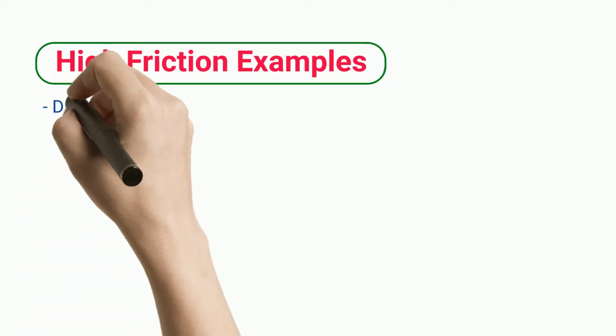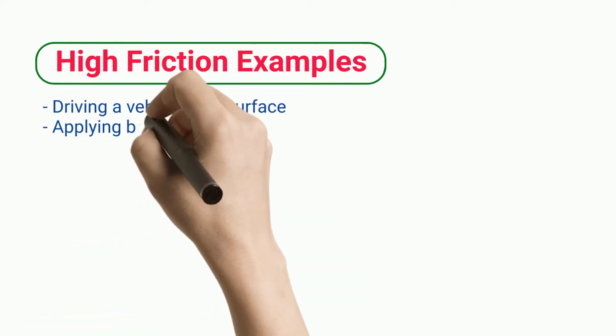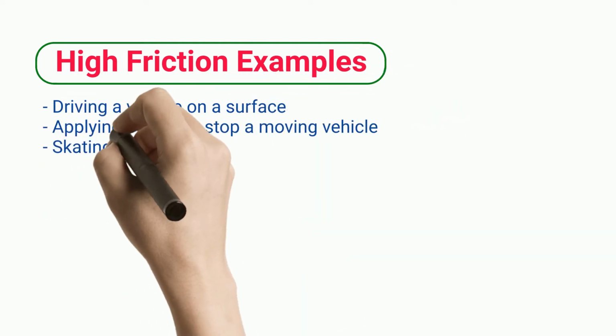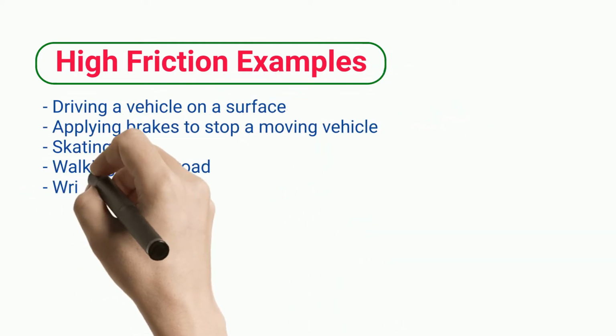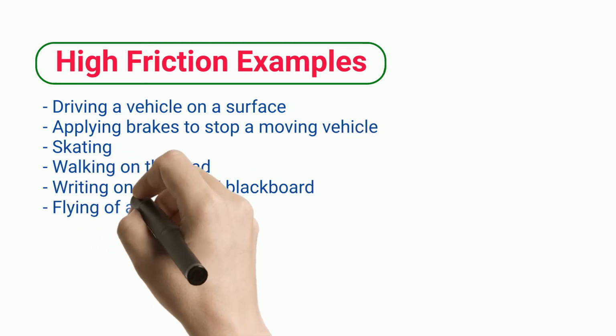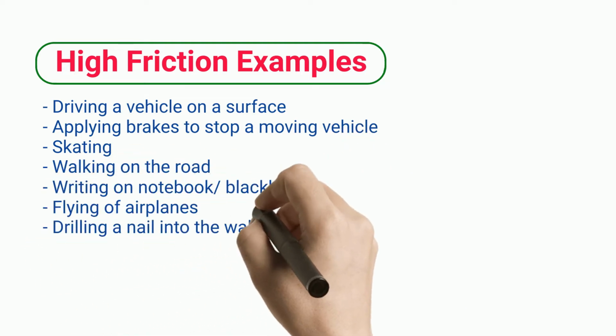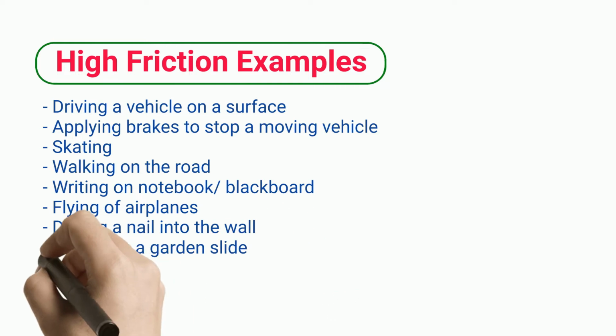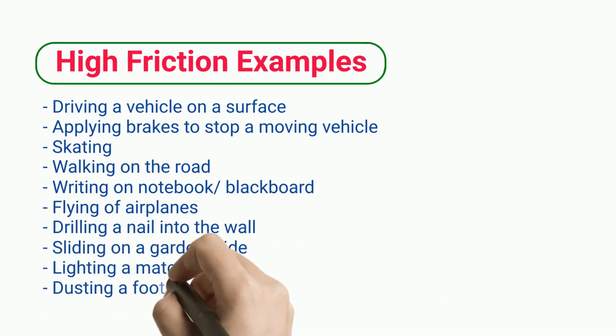High friction examples. Driving a vehicle on a surface, applying brakes to stop a moving vehicle, skating, walking on the road, writing on notebook/blackboard, flying of airplanes, drilling a nail into the wall, sliding on a garden slide, lighting a matchstick, dusting a foot mat/carpet by beating it with a stick.